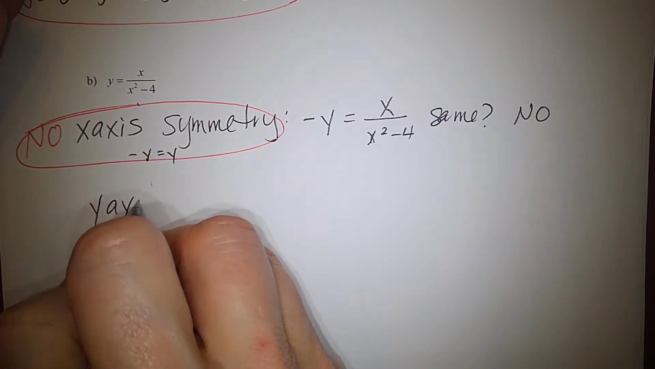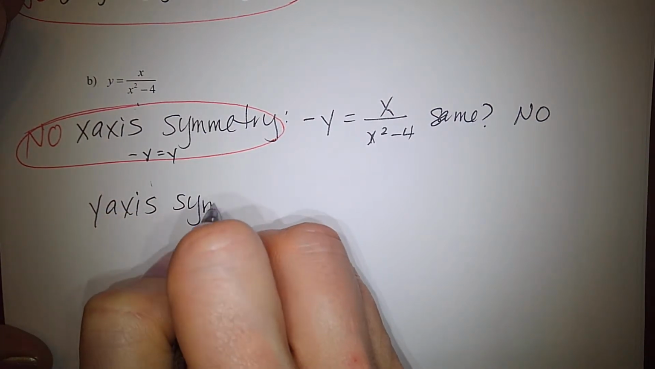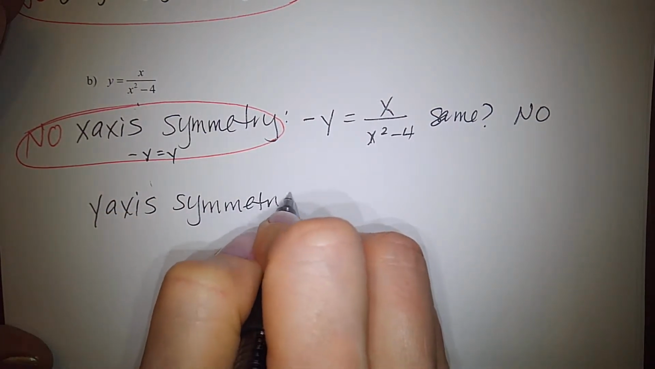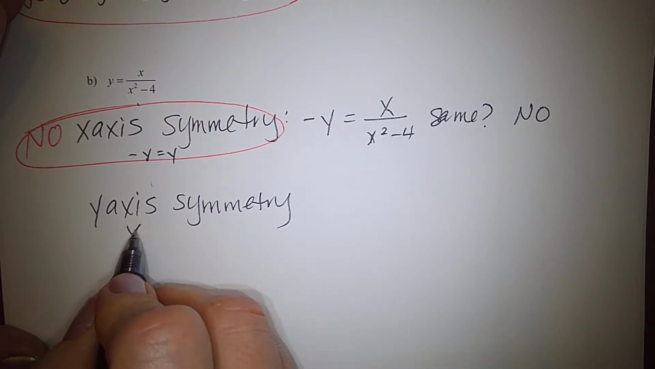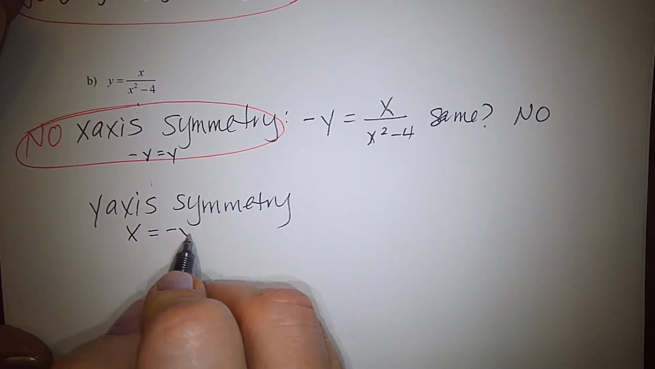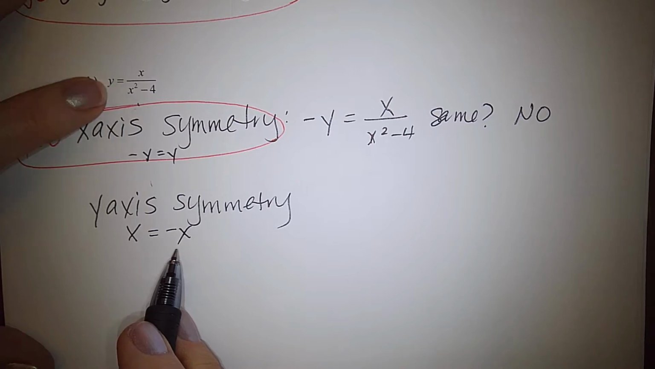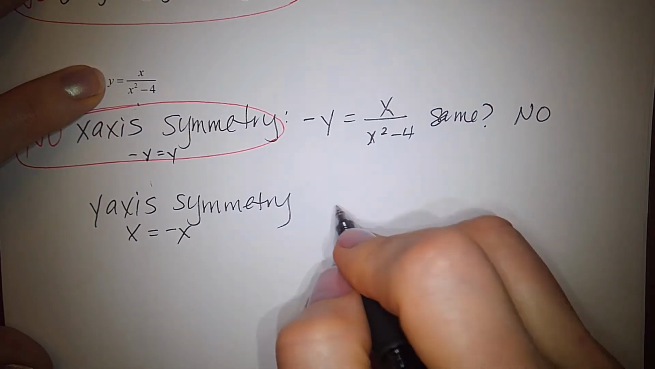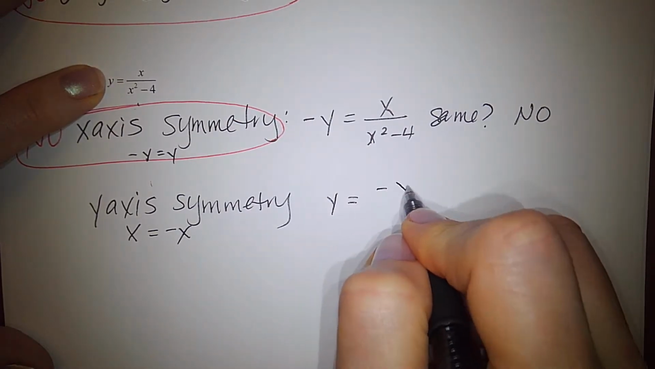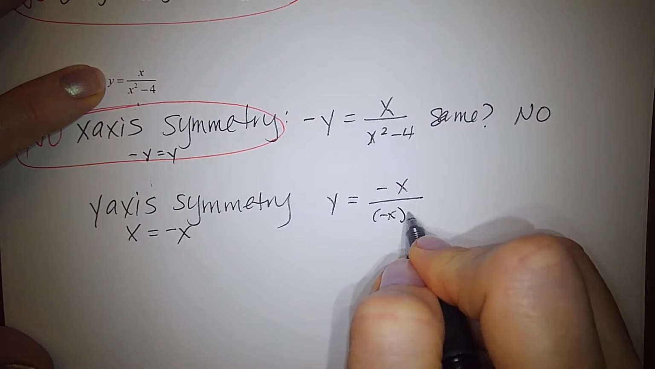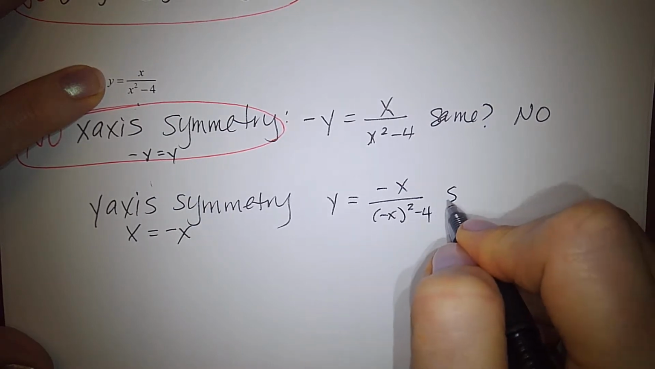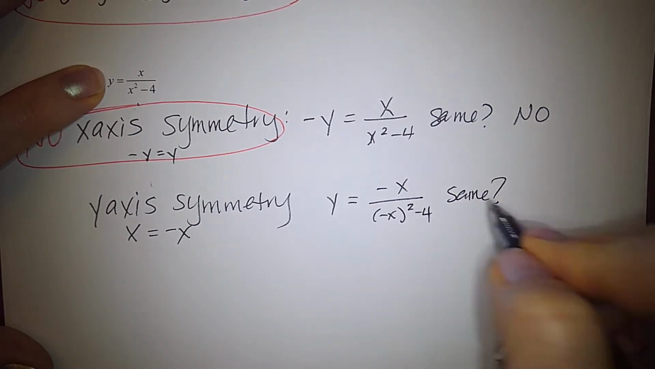To test for y-axis symmetry, you take the opposite letter, in this case x, and you plug in a negative x for it. So we go back up to the original, and wherever you see an x, we'll put negative x in its place. And we ask, is this the same?